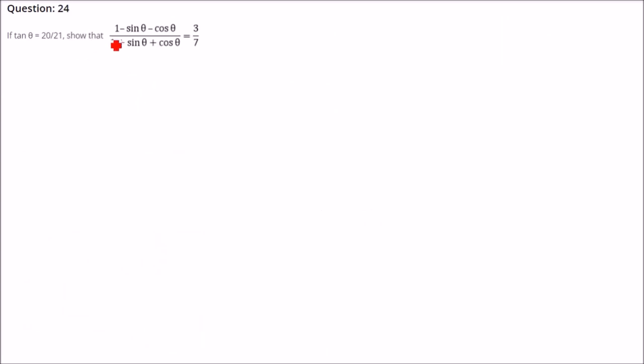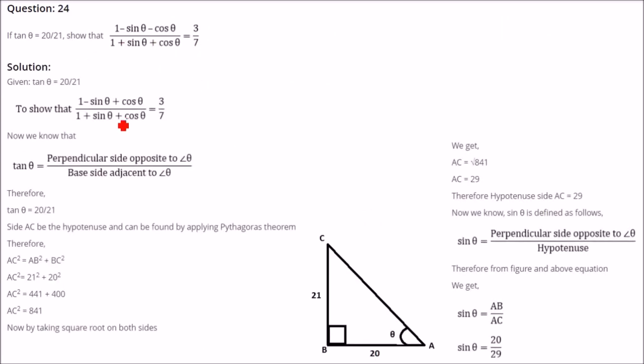Tan theta is 20 by 21, you have to find this. So how to find this? First we will have to find the hypotenuse, because tan theta is perpendicular by base. So if this is theta, perpendicular is 20 and base is 21. Perpendicular by base. So how to find this hypotenuse?